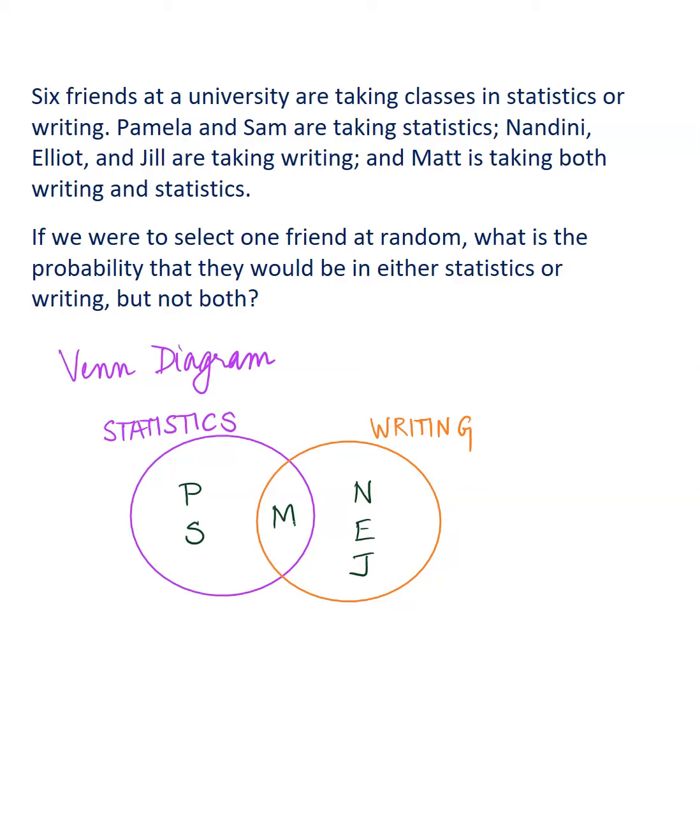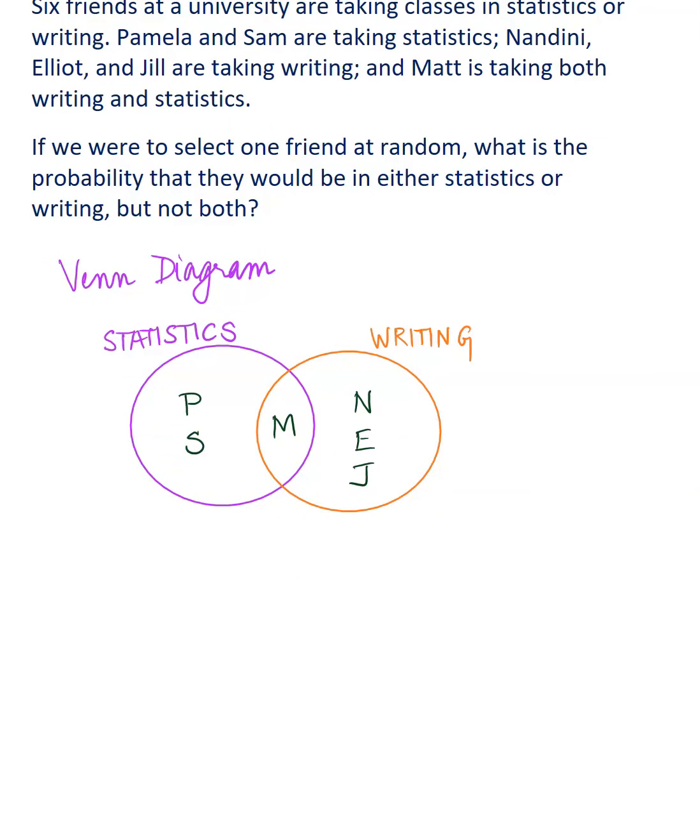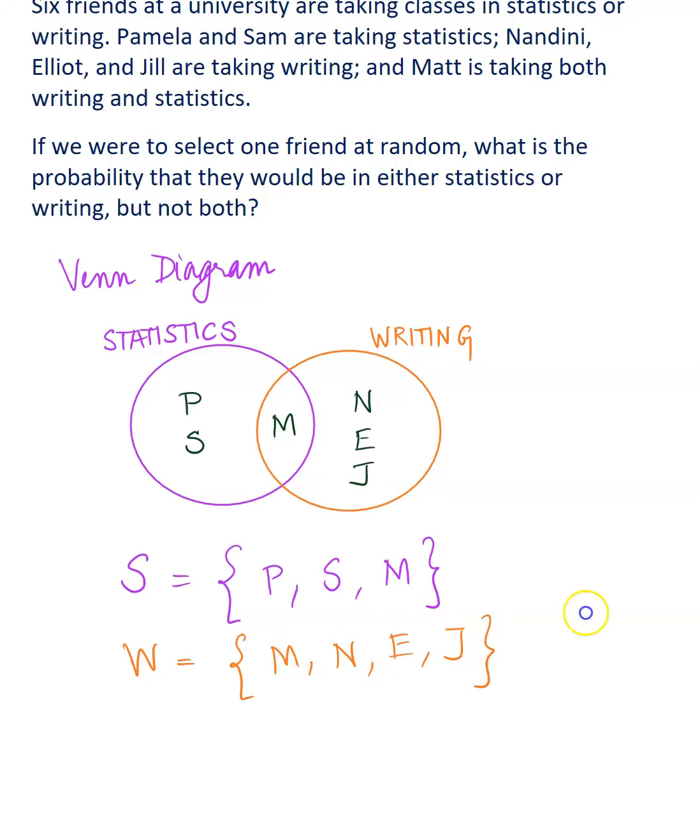Now, just like the tree diagram, a Venn diagram also has limitations. So how do we handle this? For that, we like to write it as a set, perhaps, and try to describe what the sets stand for. So statistics, I'm going to call it S. This set is statistics, and it has Pamela, Sam, and Matt. And then we have writing. I'm going to call that set W, that event. It's M, Matt, Nandini, Elliot, and Jill. All right.